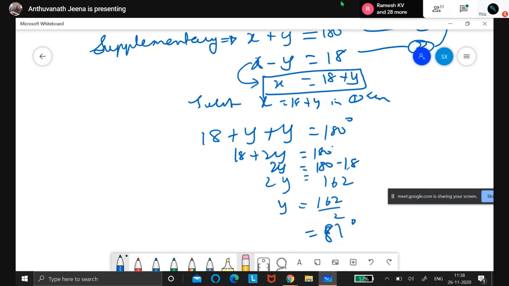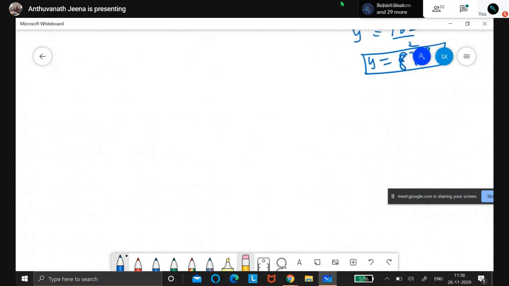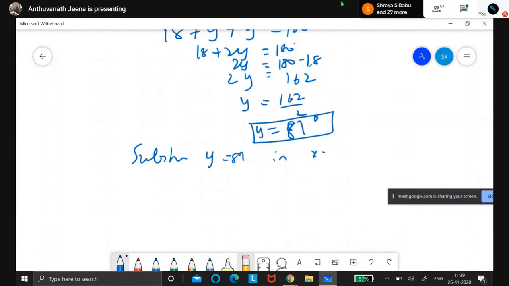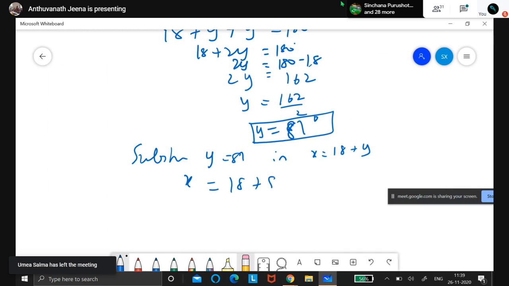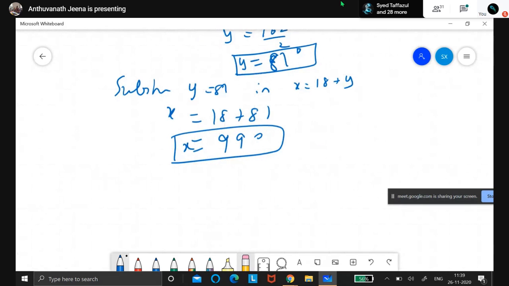81 degrees. Please don't miss the degree, because we are talking about angles. After that, substitute y is equal to 81 in x is equal to 18 plus y. So x is equal to 18 plus 81. What is that answer? 99 degrees. Don't stop there. Write down the solution. Solution: x is equal to 99 degrees, y is equal to 81 degrees.